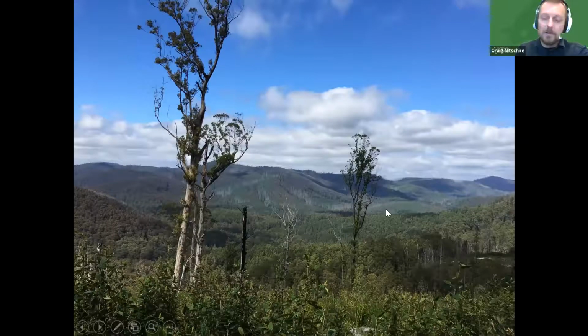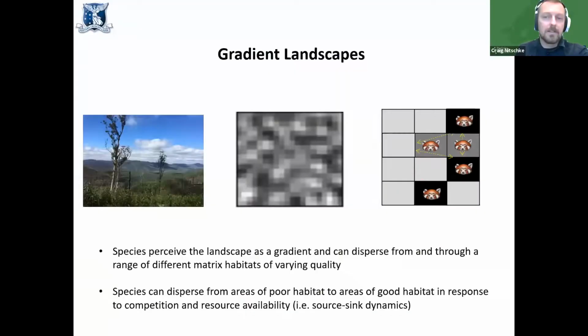So a gradient landscape approach essentially will allow habitat to form in between reserve systems which animals can move into, and habitat can be lost and reformed, but the animals are able to move around these landscapes and recover and recolonize, using different parts of the landscape as habitat. And I'll come back to this idea at the end of my talk and why this might be important for dynamic environments and conservation.